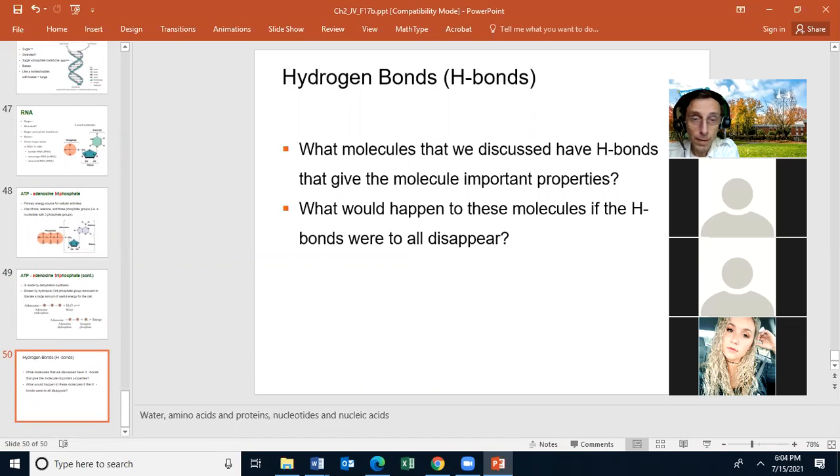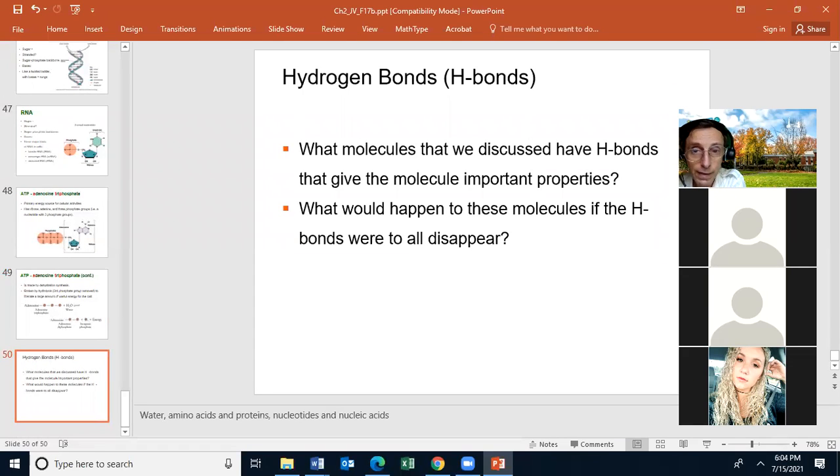So here's a question for you about hydrogen bonds. What molecules have we discussed in this lesson that have hydrogen bonds that give the molecule important properties? Water. Yeah, definitely water. You wouldn't have liquid water without water forming hydrogen bonds to another water molecule. What else? What other molecules have we discussed? Proteins. Yes, proteins form hydrogen bonds, and that's important for the protein to have its shape and fold properly.